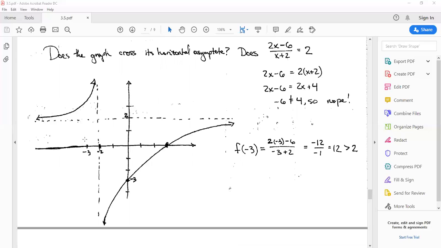So I picked -3, and I evaluated f of -3 and got, let's see, 2 times -3 minus 6. That's minus 6 minus 6, which is minus 12. And on the bottom, we have -3 plus 2, which is -1. And minus 12 over -1 is 12, which is bigger than y equals 2, the horizontal asymptote. So we know that f of -3 is somewhere above the horizontal asymptote, so this whole piece of the graph will live above the horizontal asymptote. And so we can fill in the behavior that it then needs to have over there.